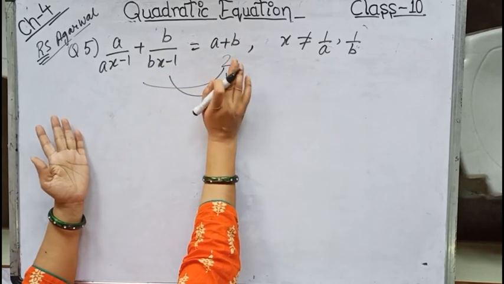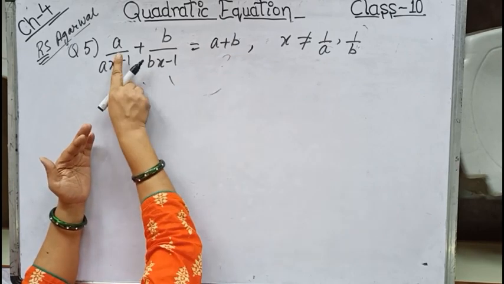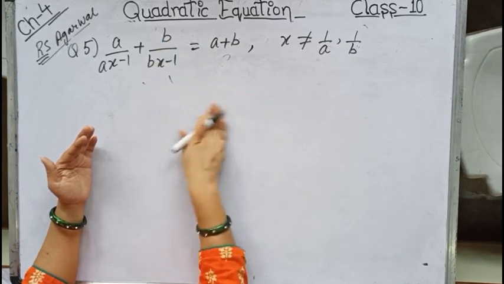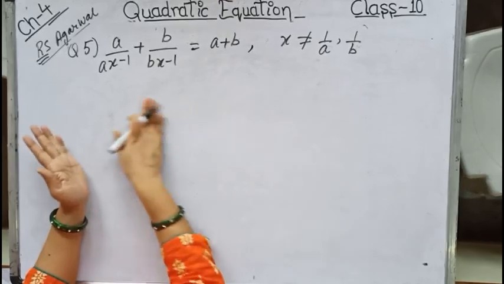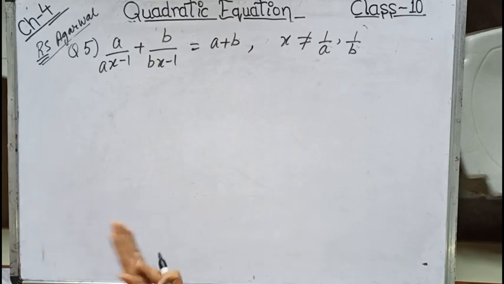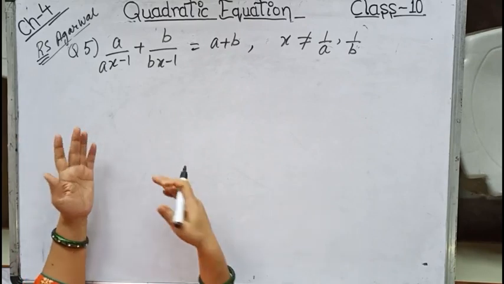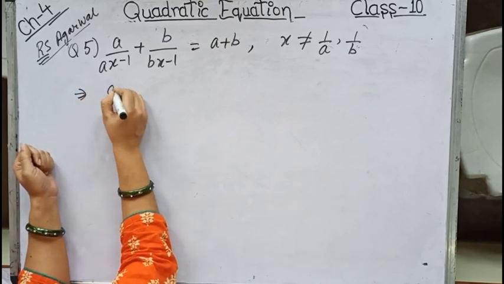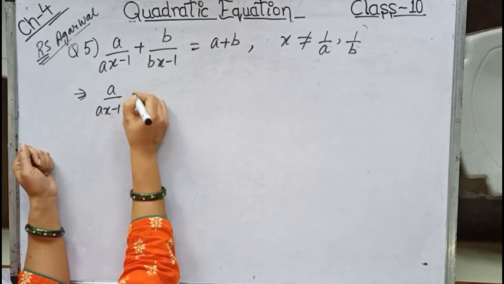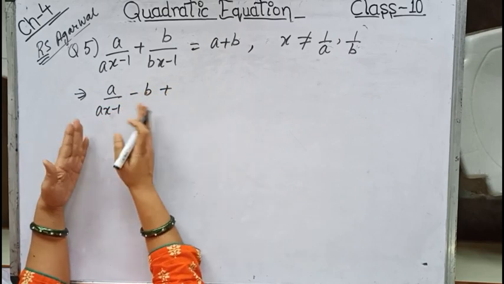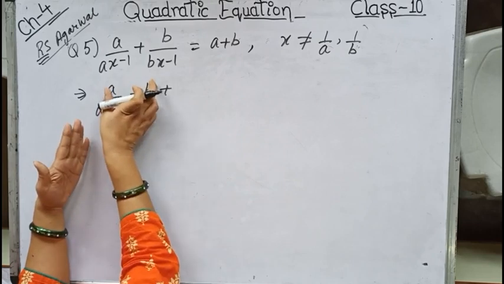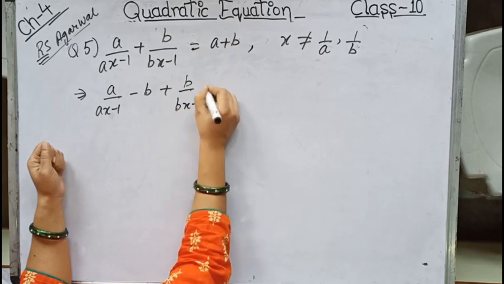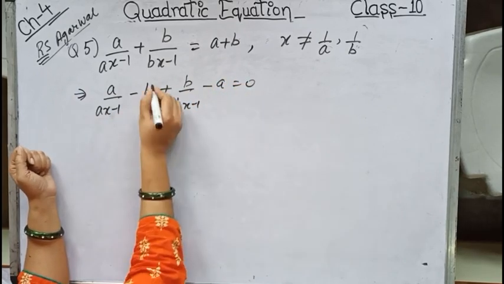Similar arrangement over here, but this term has a, so I will be giving b to this, and this term has b, I will be giving a to this. And if you ask why, there is no such explanation for why. By practice you will be able to understand how to solve these questions easily. So this implies a by (ax minus 1) minus b, this arrangement I am doing so that something common can be taken out, plus b by (bx minus 1) minus a equals 0.